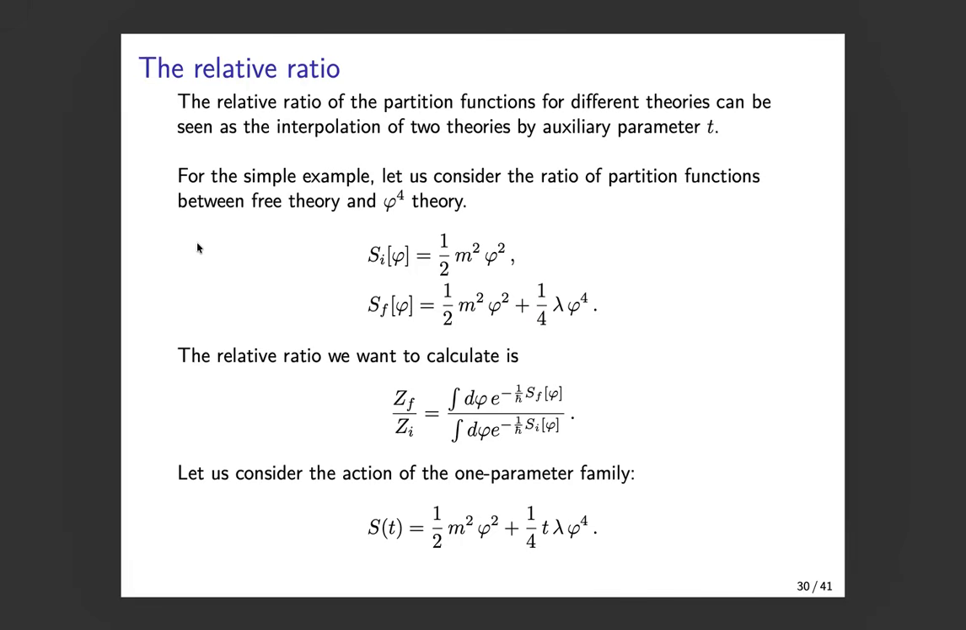So the first goal is to calculate the relative ratio of correlation function of free theory and chaotic theory non-perturbatively. For this purpose, let us consider the action of the one parameter family S of t, which is given by this. When we take t equals 0, we reproduce the Gaussian action. And when we take t equals 1, we have this chaotic action.